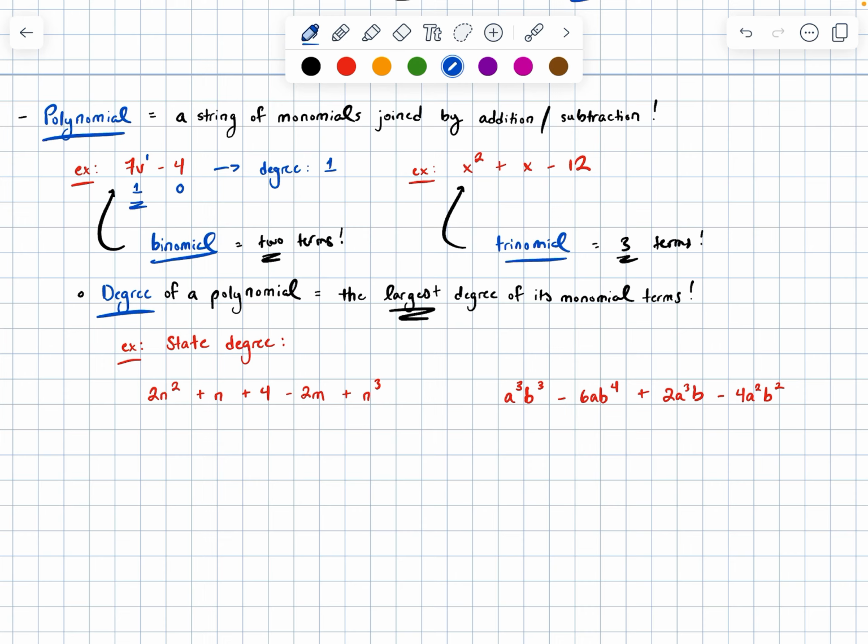Same thing with this trinomial over here to the right. X squared has an exponent of 2. X has an invisible exponent of 1, so its degree is 1. Negative 12, it's a constant. It has no variables. Its degree is 0. Again, I take the biggest degree that I see here. 2 is the largest number, so that tells me that this is a second degree polynomial. You've got two more down below. Tell me the degree of each of these polynomials. Go ahead.